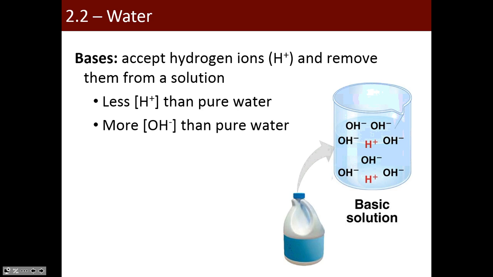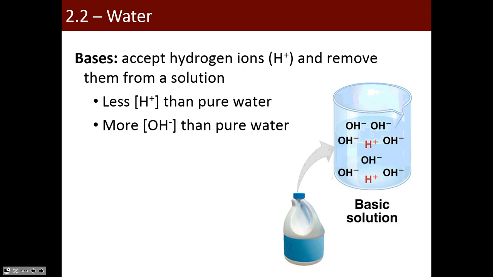The consequence is that a base has less concentration of hydrogen ions than pure water and a greater concentration of hydroxide ions than pure water. It's not because the base is dumping hydroxide ions. It's because the base is gobbling up hydrogen ions. Okay? So when we're talking about acids and bases and we're talking about pH, we're talking about the hydrogen ion concentration, really. Either we're increasing the hydrogen ion concentration or we're decreasing the hydrogen ion concentration.